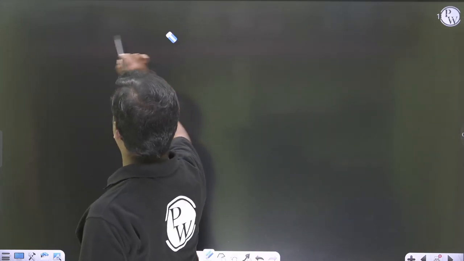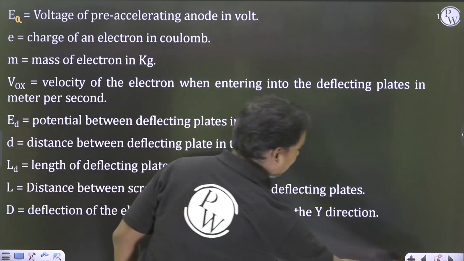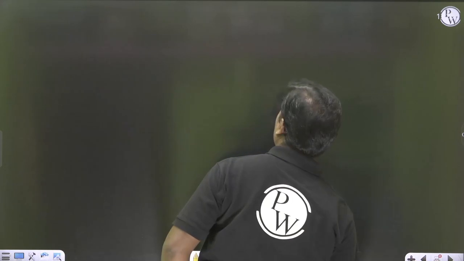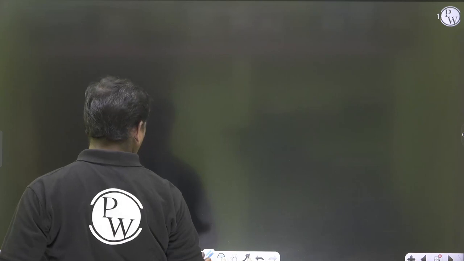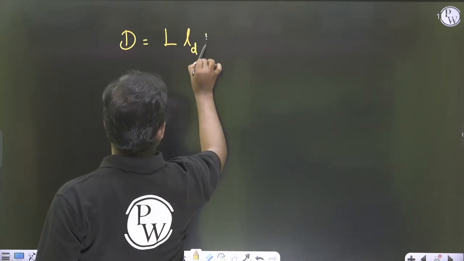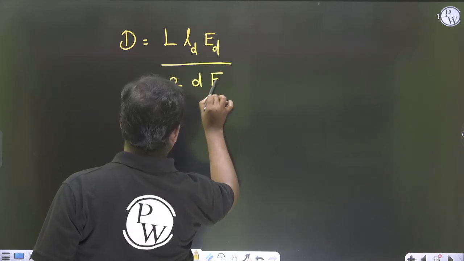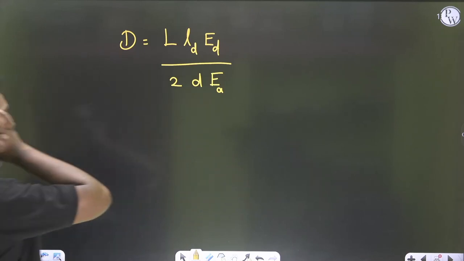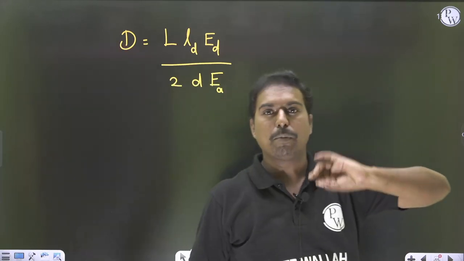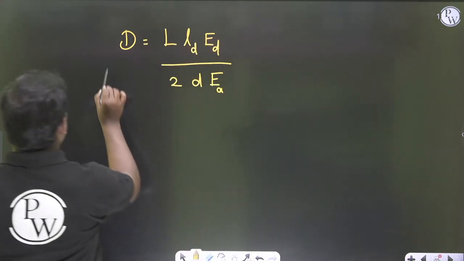Now there is a possibility of an expected question on the deflection. So what is the deflection? The deflection D is given as L times LD times ED divided by 2 d EA. This is the formula you have to remember. That is the deflection of the electron beam on the screen.